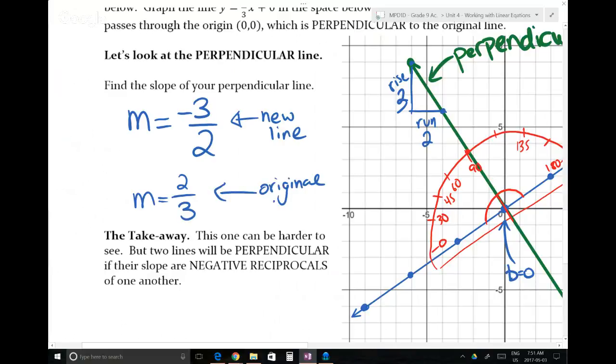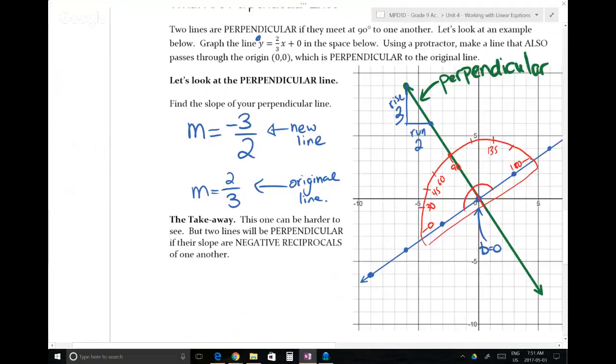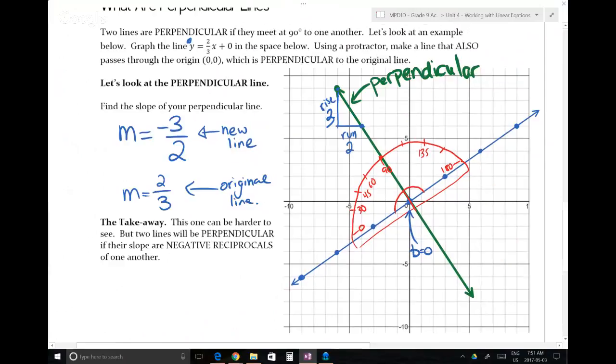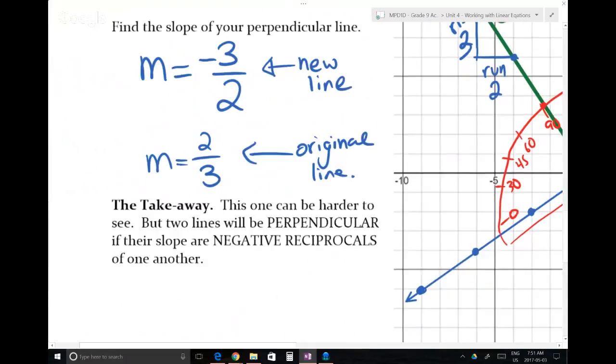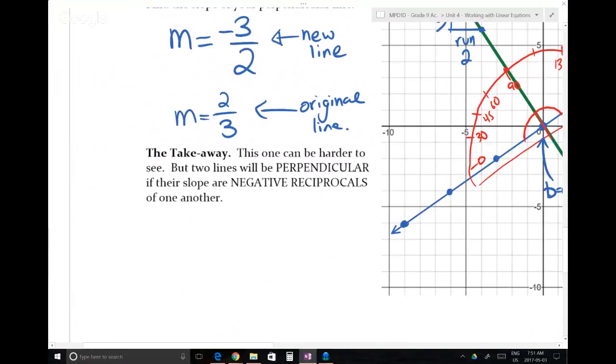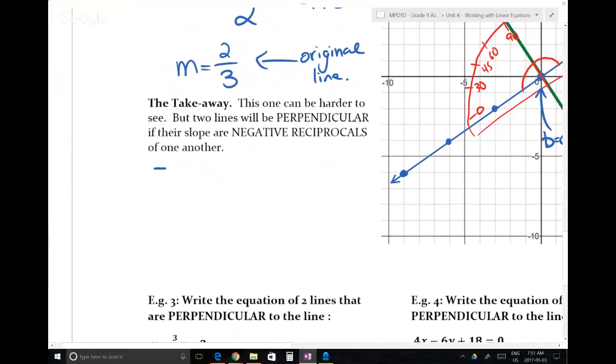Now this one's tougher to see, but hopefully you see the pattern here. These are what we call negative reciprocals of one another, which means that where one is positive, the other is negative, and the fractions are flipped. So negative 3 over 2 became positive 2 over 3. All right, so we flip the fraction. And we switch the sign.